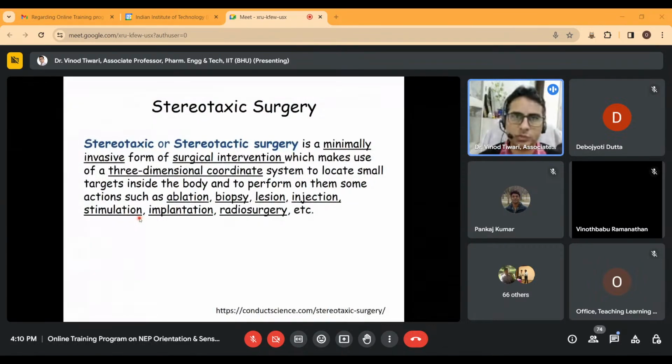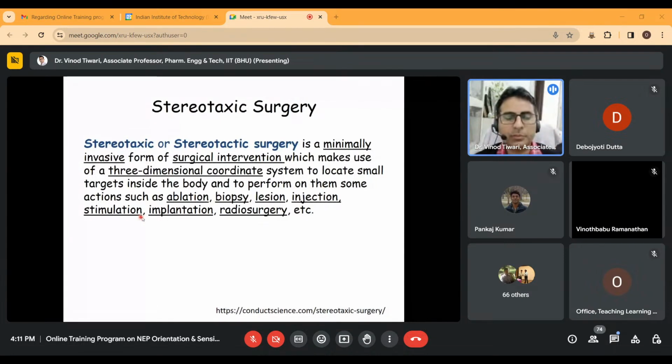For example, deep brain stimulation, these days people are using a lot in different neurological disorders. If you stimulate certain regions which are deep into the brain, what will happen to those patients, whether they can be treated or not. And then implantation.